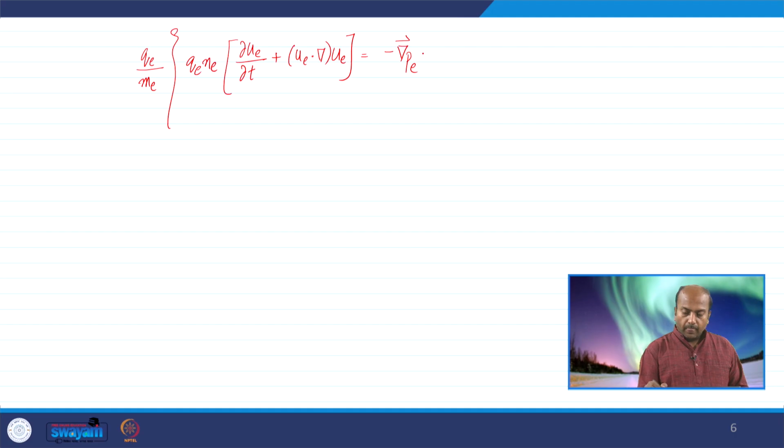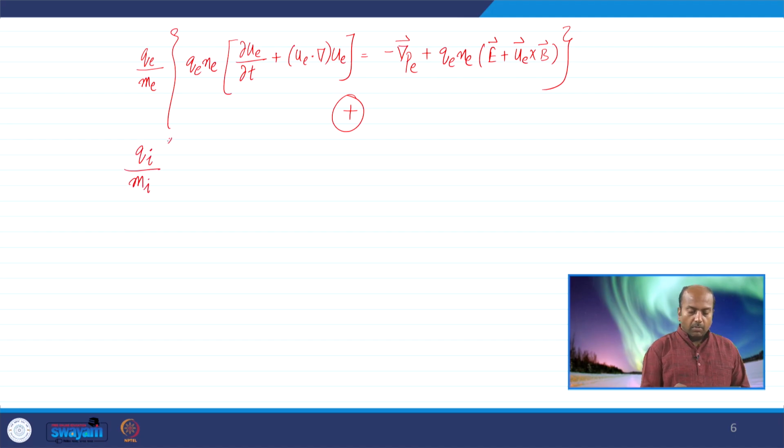qe/me times qe ne (∂ue/∂t + ue·∇ue) is equal to −∇pe + qe ne (E + ue × B), plus qi/mi multiplying qi ni (∂ui/∂t + ui·∇ui) equal to −∇pi + qi ni (E + ui × B).